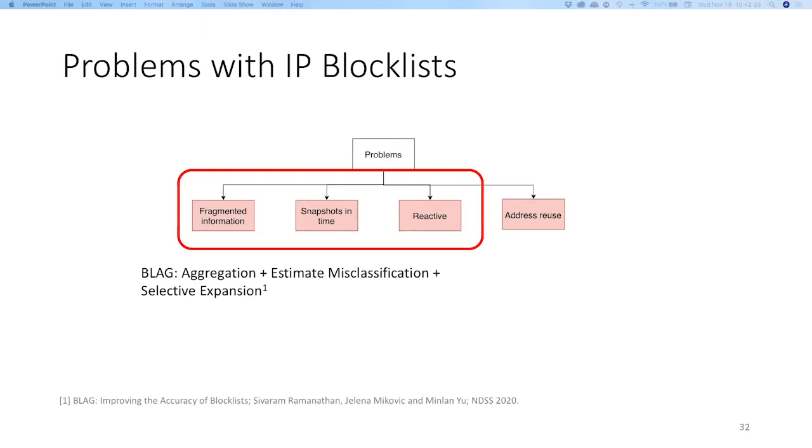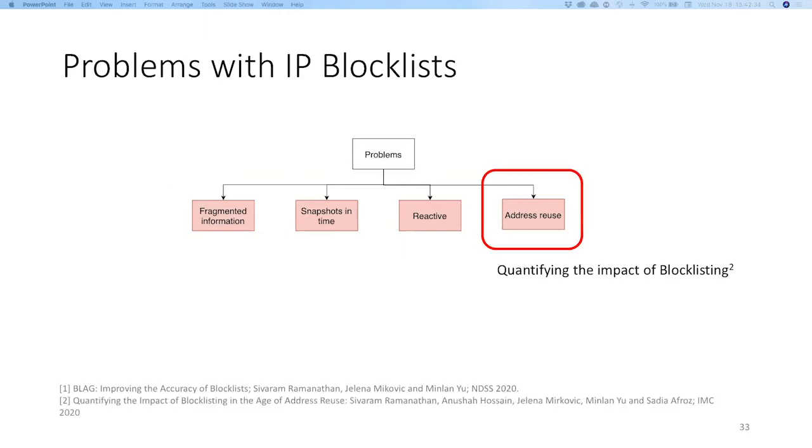And it also selectively expands some of the IP addresses into IP prefixes. This work was presented at NDSS this year. For the fourth problem, we propose two new techniques to identify NATed and dynamically allocated reused addresses in block lists. And we see how we could help in identifying these IP addresses to prevent unjust blocking. This work was presented at IMC this year.